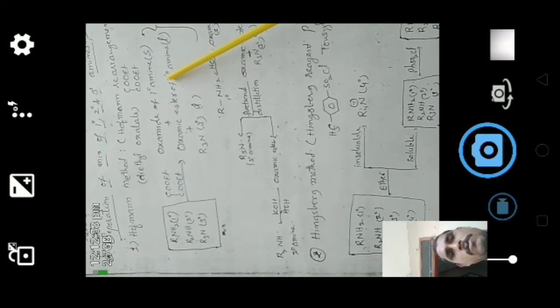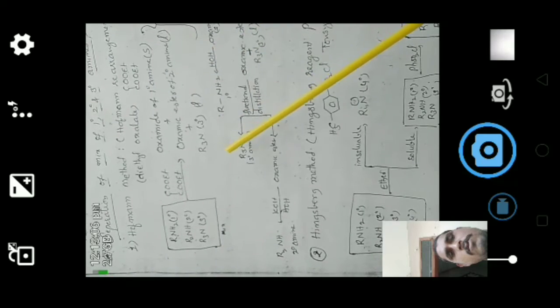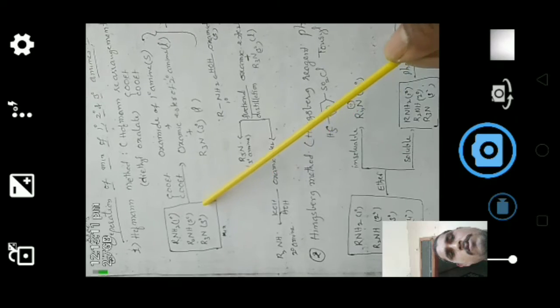Here the oxamide of primary amine is solid, the oxamic ester of secondary amine is liquid, and the tertiary amine is liquid. So this mixture is obtained when we react the mixture of amines with diethyl oxalate. Then on filtration of this mixture we get the oxamide solid. Hydrolysis of this oxamide solid gives primary amines. And the second part is the mixture of two compounds, that are oxamic ester and tertiary amines.